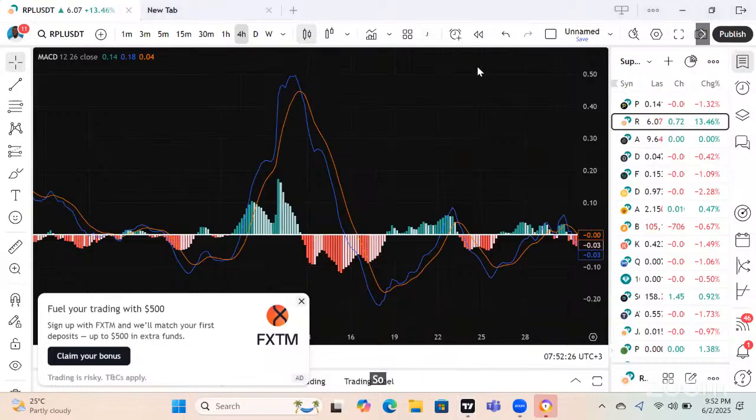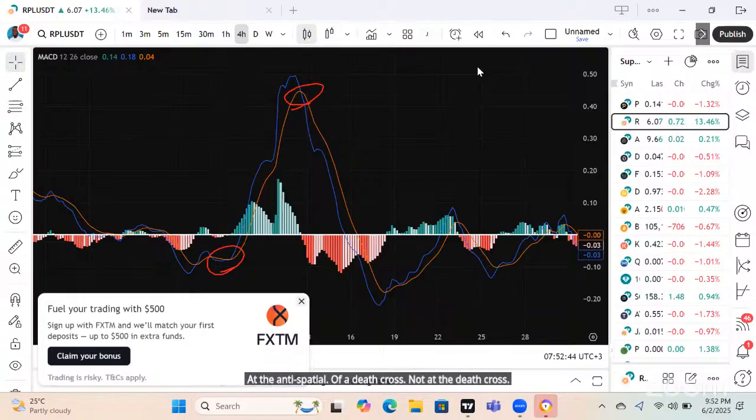So basically, someone makes an entry at the crossover, the golden crossover, and makes their exit at the anticipation of a death cross, not at the death cross. Give me a one if my explanation is clear. They make an entry at the golden crossover, and they make their exit at anticipation of the death crossover.